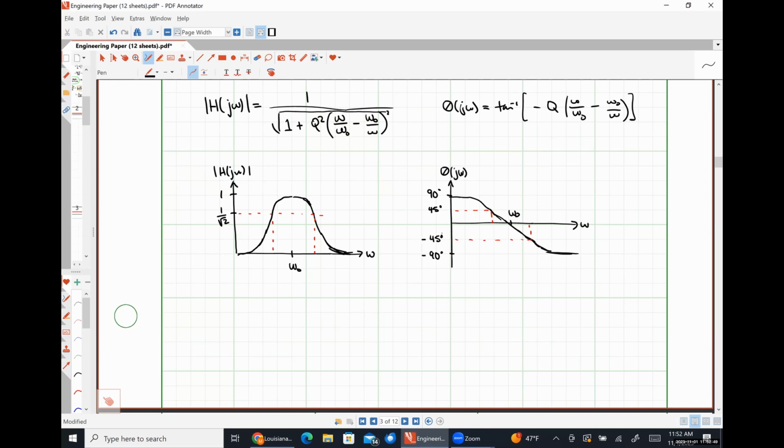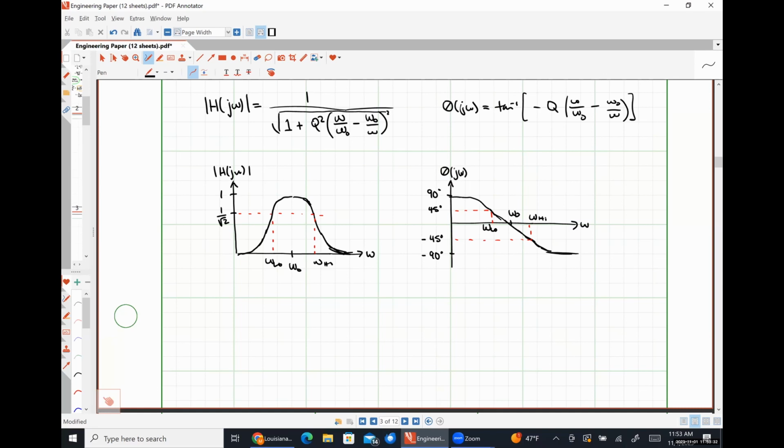So now let's see if we can tie in bandwidth to quality factor and all that kind of good stuff. I want to figure out what this frequency is and this frequency is. Let's call it omega low and omega high. Same thing here, omega low and omega high. And I know that these omega low and omega high are going to happen when this guy right here is equal to 1 over the square root of 2.